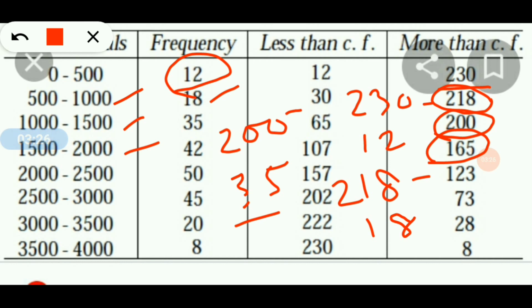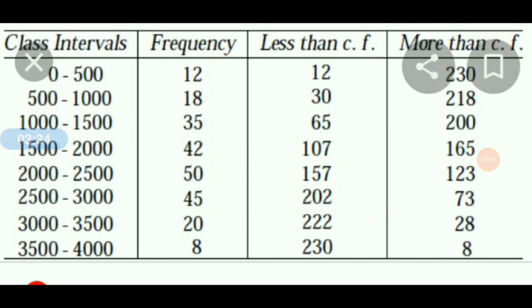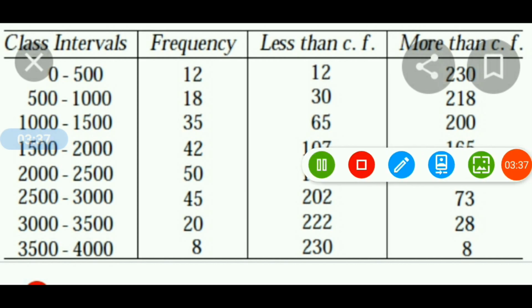Now move on to the next slide, where we can see the graphical representation of the less than and more than ogive. So now move on to the next slide.